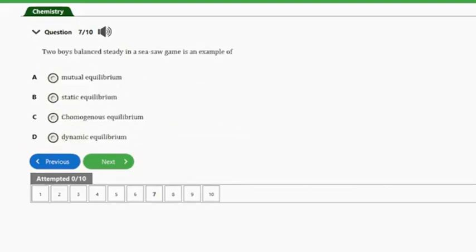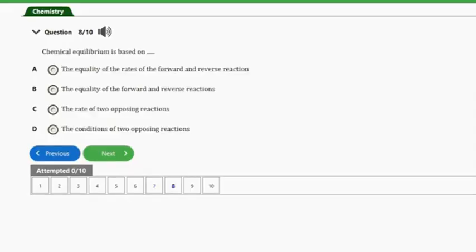So let's consider the next question. That's question number 7 here. It says, two boys balanced steadily in a seesaw game is an example of A, mutual equilibrium, B, static equilibrium, C, homogeneous equilibrium, D, dynamic equilibrium. So guys, the answer to this question is option B here, and that's static equilibrium. So the balanced seesaw is an example of static equilibrium since the seesaw is at rest or is at a stationary position. So let's consider the next question, guys.